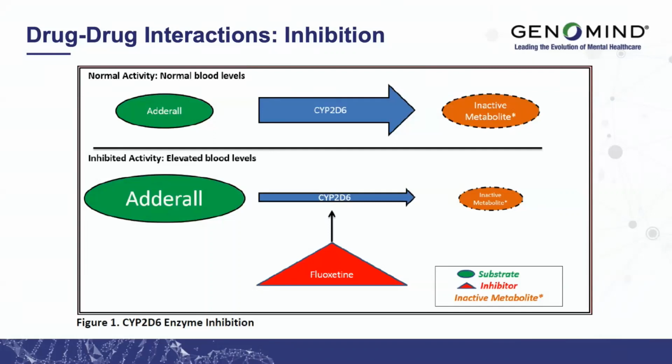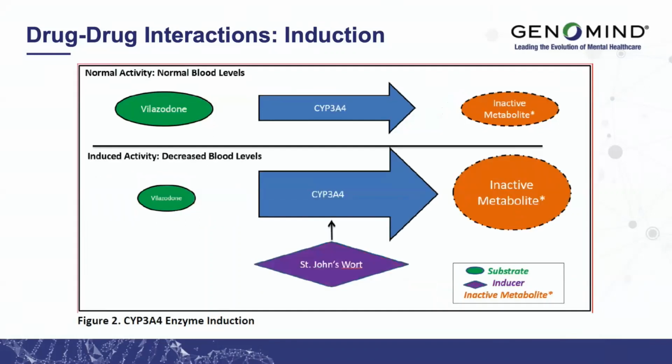On the other side of the coin is enzyme induction. Let's take vilazodone as an example. Vilazodone is sensitive to 3A4 metabolism. It gets broken down into an inactive metabolite. If you happen to take St. John's wort, an over-the-counter antidepressant, supposedly, St. John's wort will amplify the effects of 3A4.